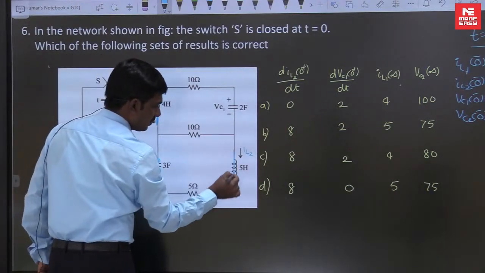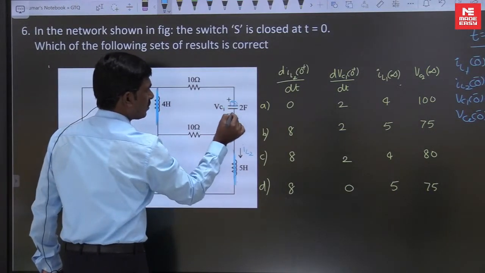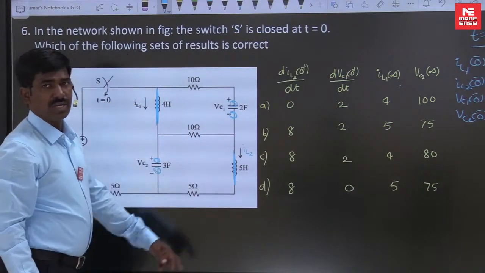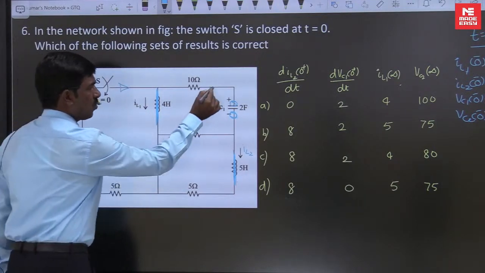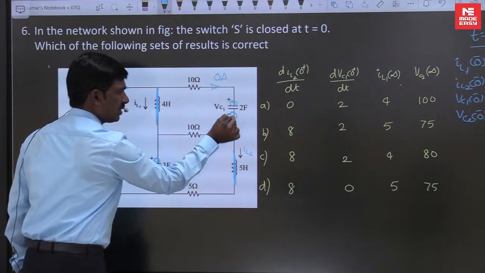Here is the short circuit. Here is the open circuit. So find out IL1 of infinity. How is the current flowing here now? The current is flowing here, but no current will flow here. 0 amperes. Why? Because it is open circuited.